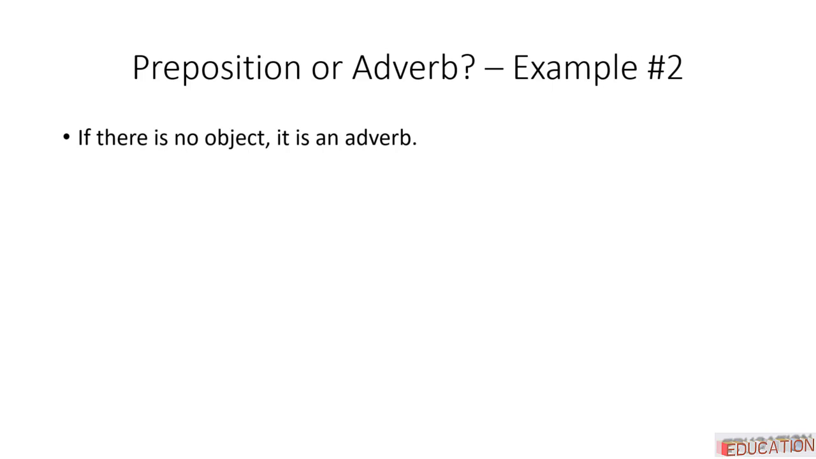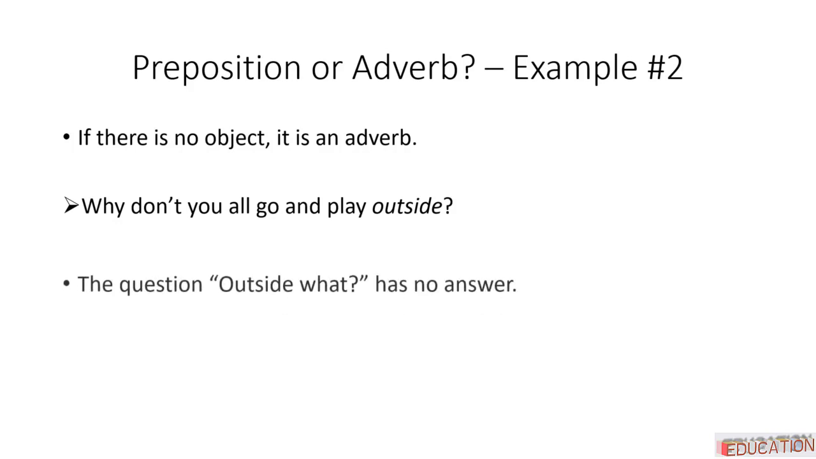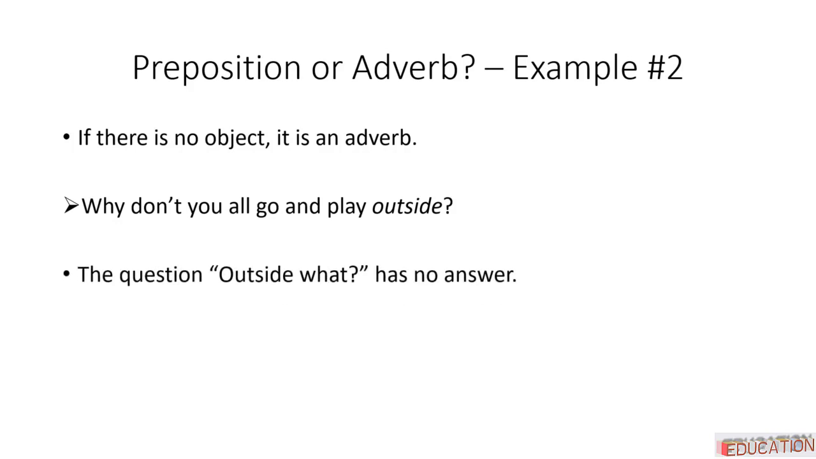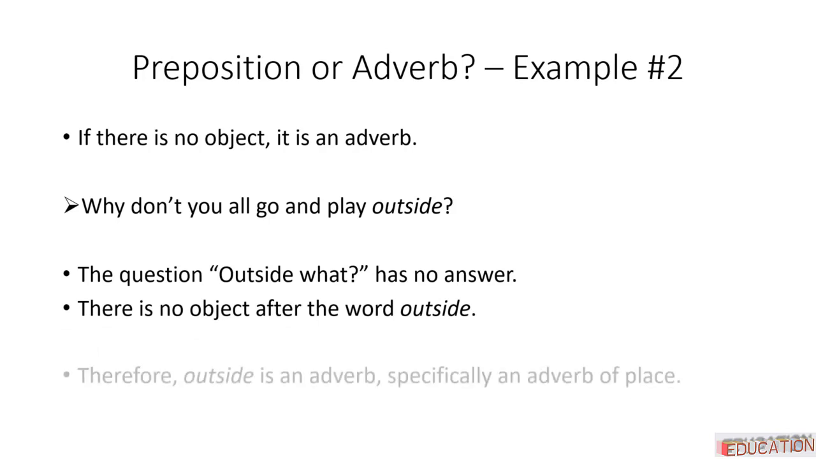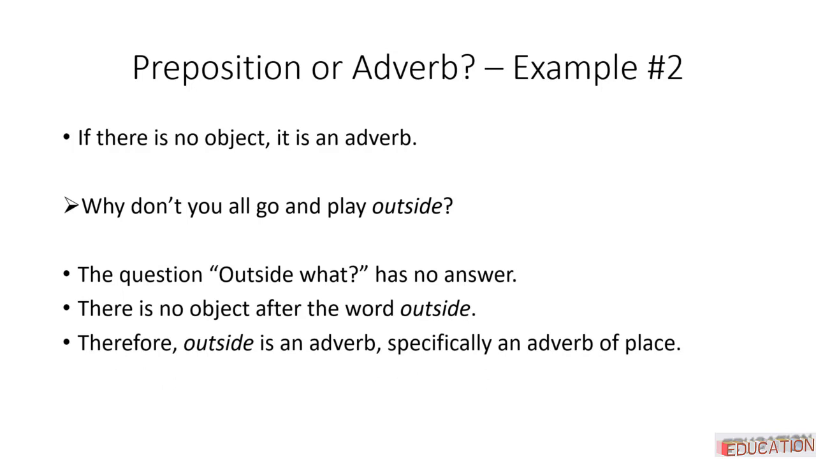So if there's no object, then it's an adverb. So why don't you all go and play outside? Well, the question outside what has no answer because there is no object after the word outside. Therefore, outside in this example is an adverb, specifically an adverb of place. And please feel free to check the adverb section for more information on this.